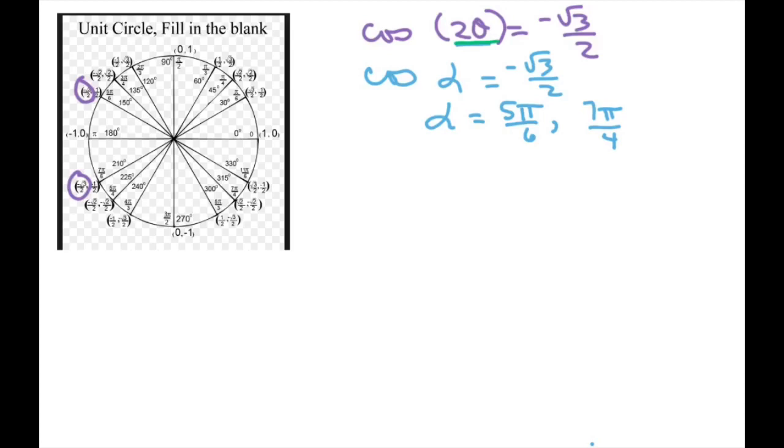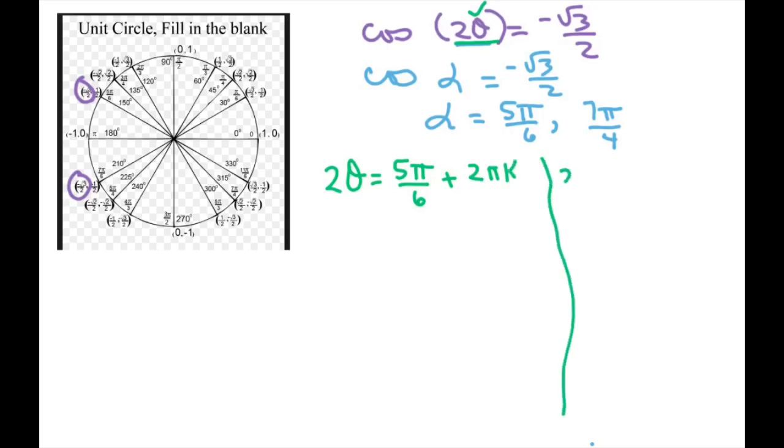So we can actually find out what our primary angle is. 2 theta equals 5 pi over 6 plus the period of cosine is 2 pi, and write k for the number of rotations. And 2 theta equals 7 pi over 6 plus 2 pi k. That should be a 6, sorry about that.